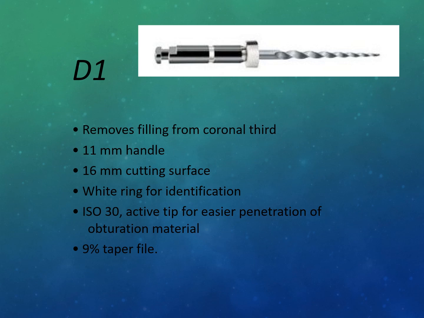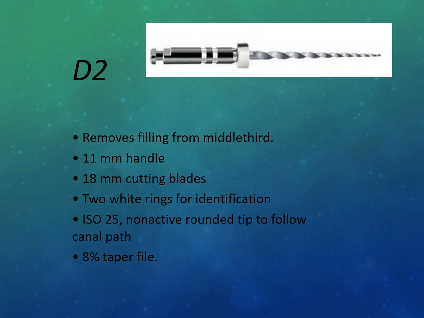D1 is used to remove filling from your coronal third. They have divided these three into removing each part: coronal, middle third, and apical third. It is a short file, 11 mm handle and 16 mm cutting surface, and a white ring for identification, ISO 30, active tip for easier penetration of obturation material, and 9% taper file. Taper is more.